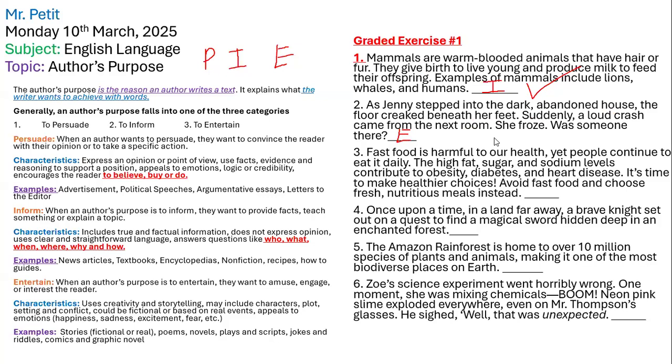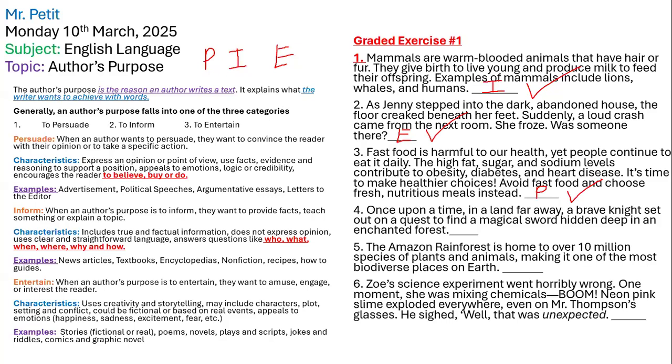Yeah, it's dramatic. Number 3. Fast food is harmful to our health, yet people continue to eat it daily. The high fat, sugar, and sodium levels contribute to obesity, diabetes, and heart disease. It's time to make healthier choices, avoid fast food, and choose fresh, nutritious meals instead. Persuasive. Why is it persuasive? Because they want to give facts and then they are telling you what to do next. Yeah, it's time to make healthier choices. Exactly. They're trying to persuade you. Avoid fast food. Exactly.